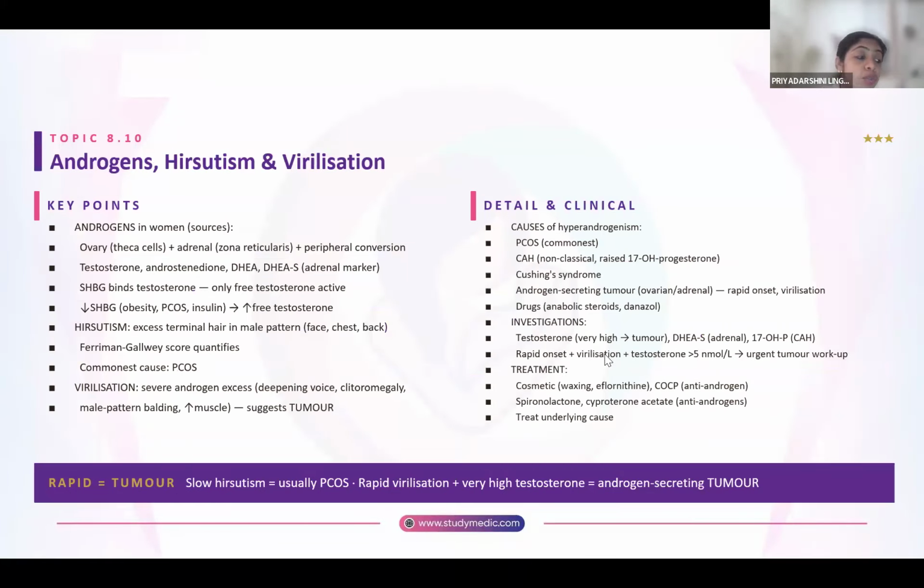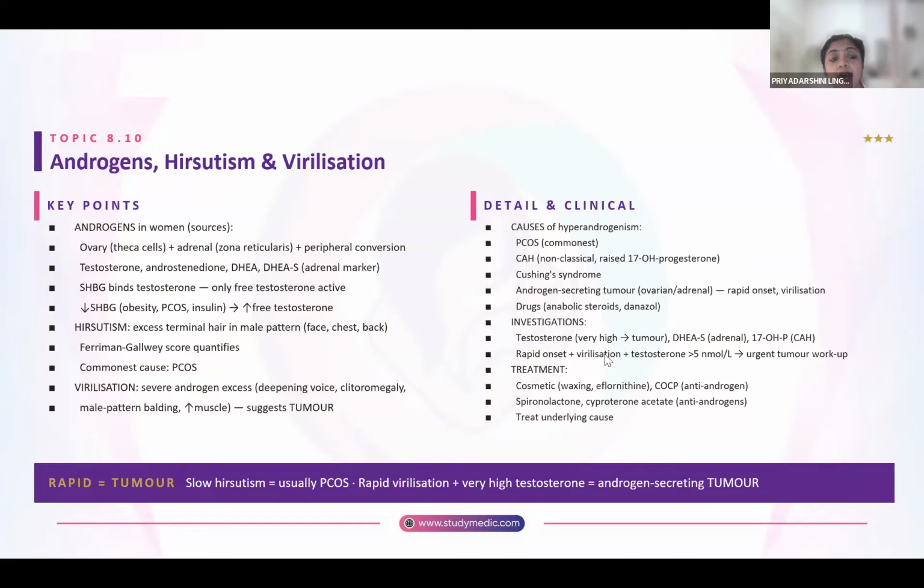So finally, we're going into the last topic of discussion, which is on androgens. So let us look into androgens and the disorders in androgen, that is hirsutism and virilization. Now, androgen in women. What are the sources with which she's going to make the androgens? One is your ovarian theca cells.